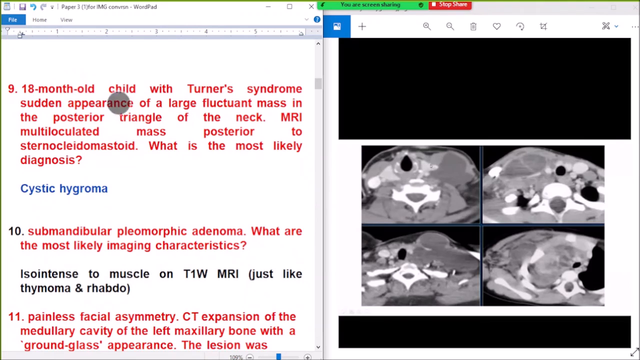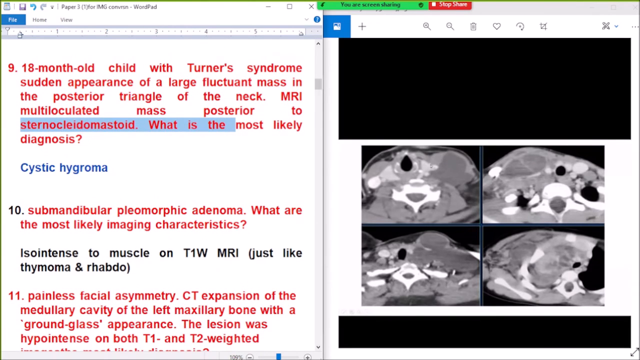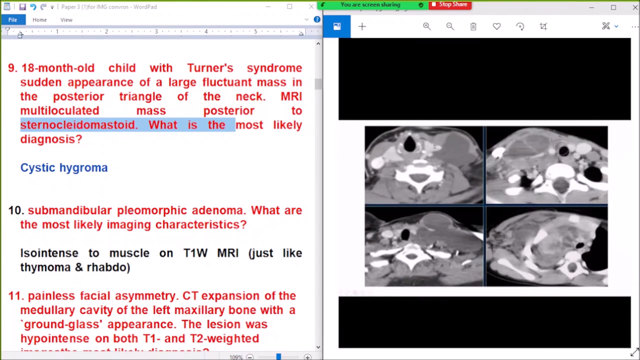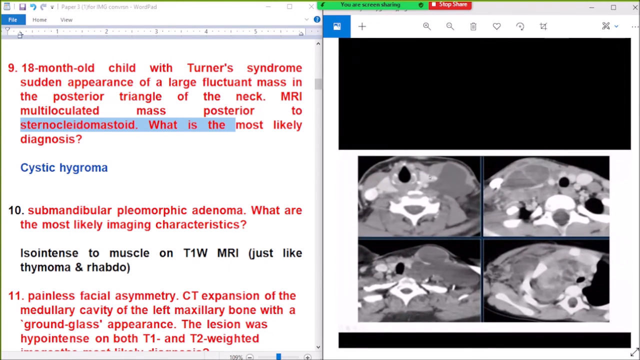Question 9. An 18-month-old child with Turner syndrome has sudden appearance of a large fluctuant mass in the posterior triangle of the neck. MRI shows a multilocular mass posterior to the sternocleidomastoid muscle. The most likely diagnosis is cystic hygroma.